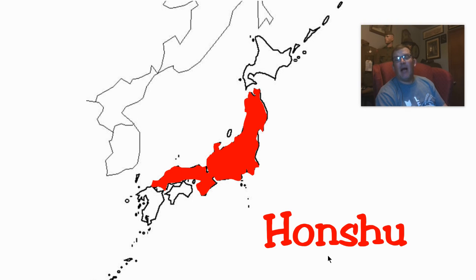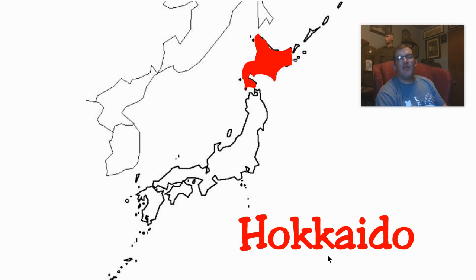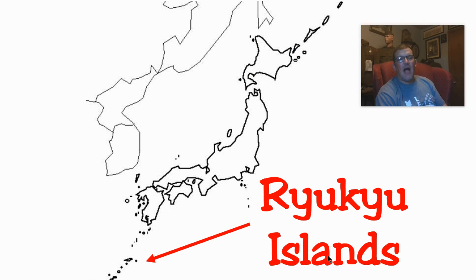Honshu is the big island. Okay, that's the biggest of our 5 Japanese islands. And then way up to the north, we've got the island of Hokkaido. And then finally, all these little islands that go trailing down to the south, those are the Ryukyu Islands. Okay, Ryukyu Islands.